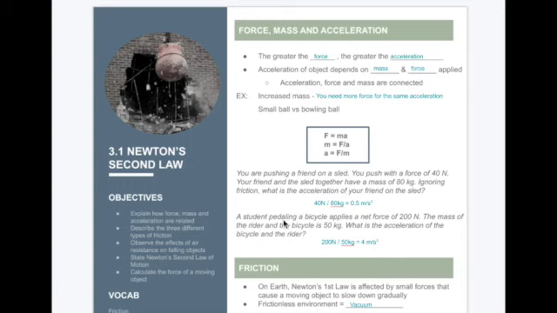Okay, for the next one, a student pedaling a bike applies a net force of 200 newtons. The mass of the rider and the bicycle is 50 kilograms. What's the acceleration of the bicycle and the rider? Again, we're finding acceleration, so we're going to use this bottom equation. Acceleration equals force divided by mass. Okay, so our force in this case was 200 newtons divided by our mass, which is 50, and we got 4 meters per second squared.